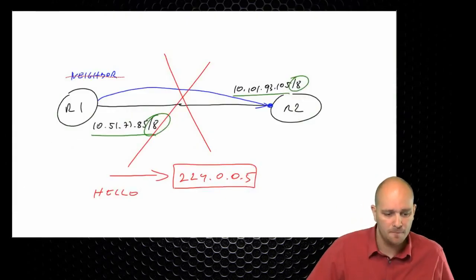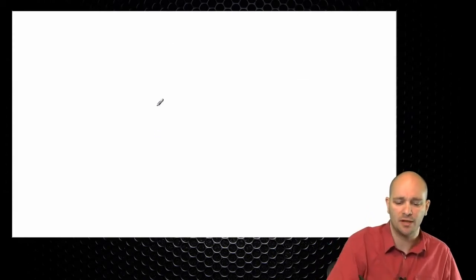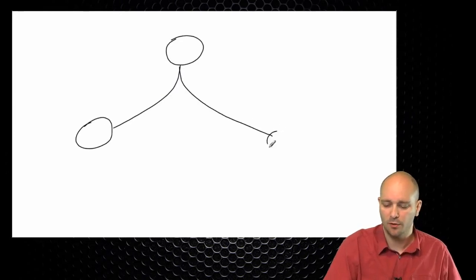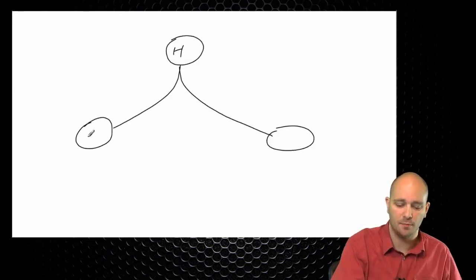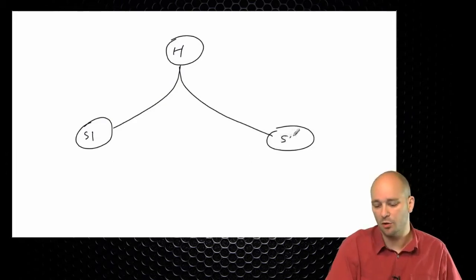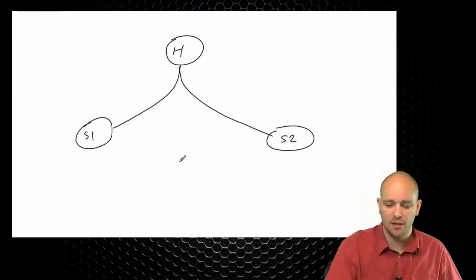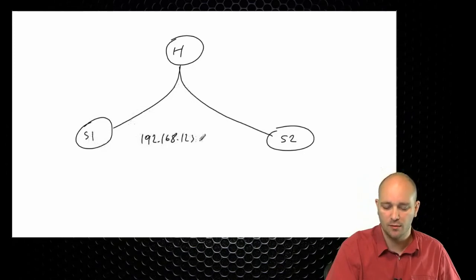So going back to the whiteboard, let's take a look at a hub and spoke network. I'm going to have a network of 3 devices. This is going to be our hub, this is going to be spoke 1, this is going to be spoke 2. Now, let's say that the subnet in use here is 192.168.123.0/24. Let's say that this is .1, that this is .2, and that this here is .3.